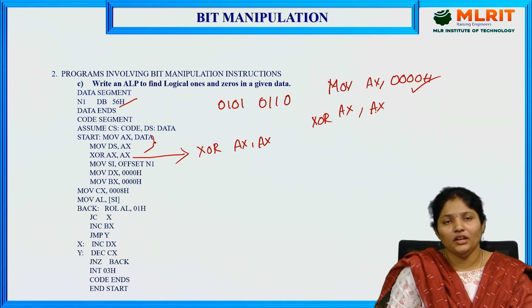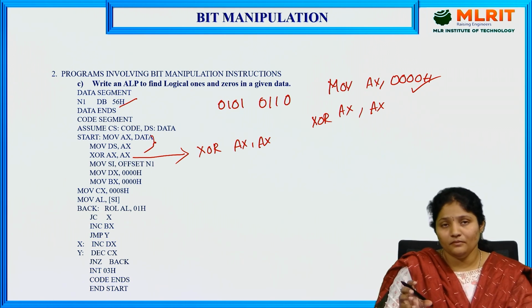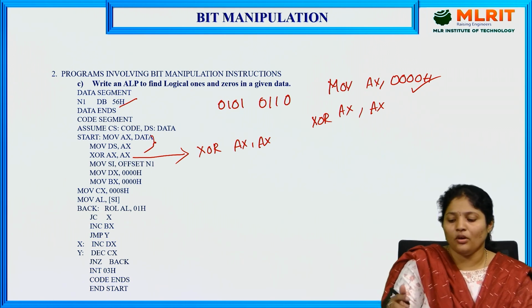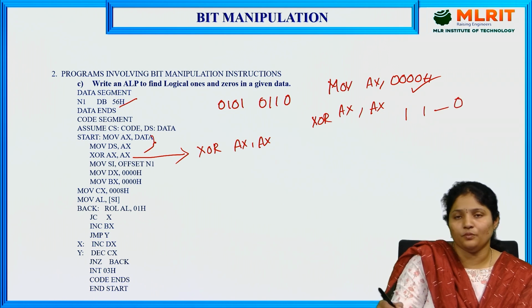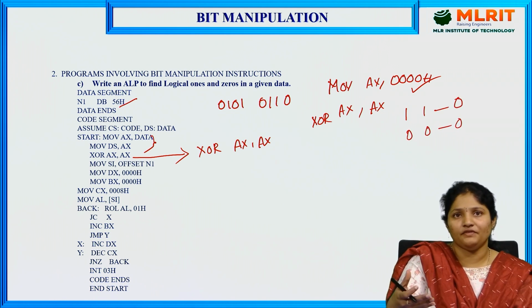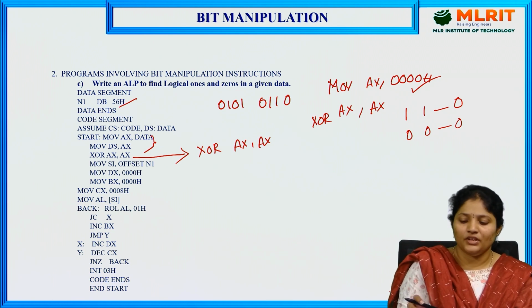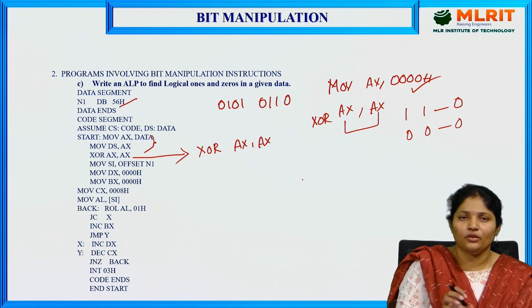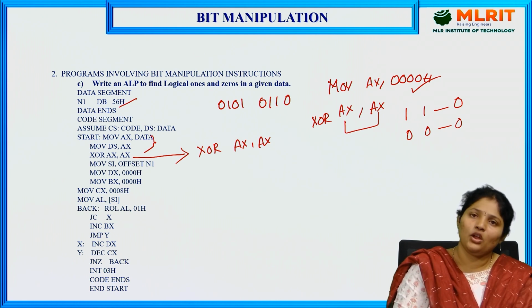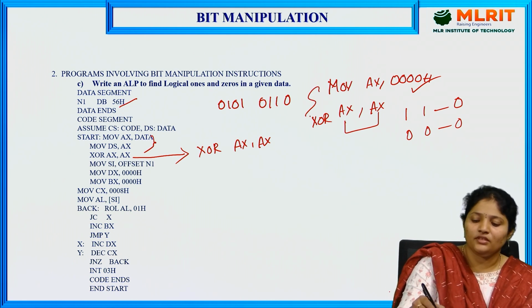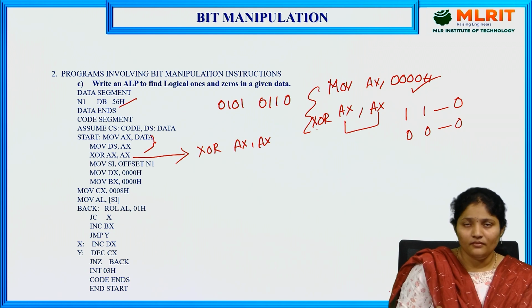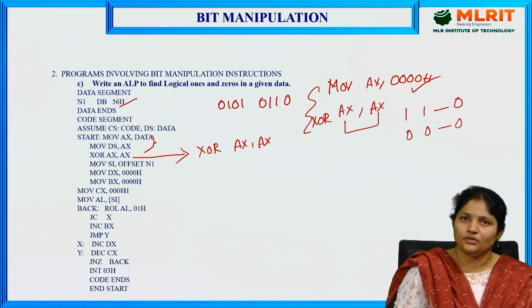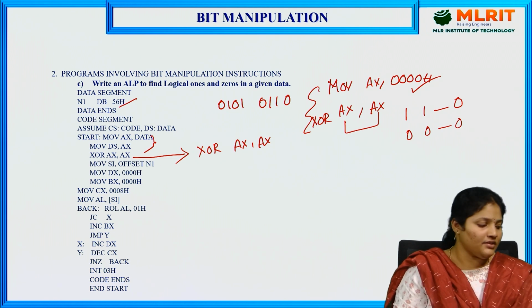Why? If we have the same inputs in the XOR operation, 1 and 1, you will get the output 0. And 0 and 0, you will get the output 0. If we have different inputs, then only we will get output as 1. But with AX, the same data will be XORed with each other, so the output will always be 0 0. So you can use this instruction to initialize the AX register with all zeros, to remove the data present in any register, not only the AX register.